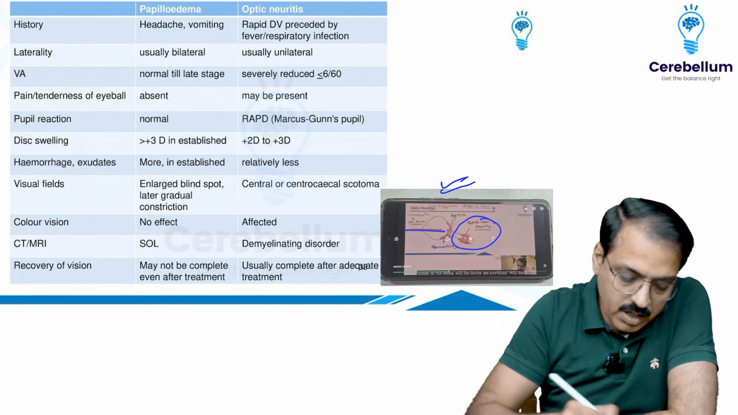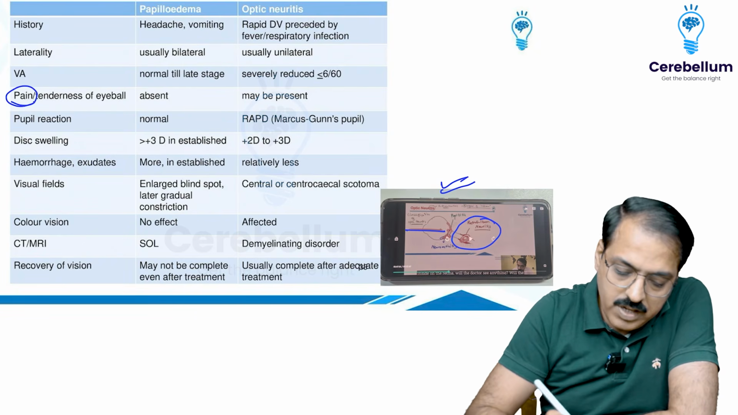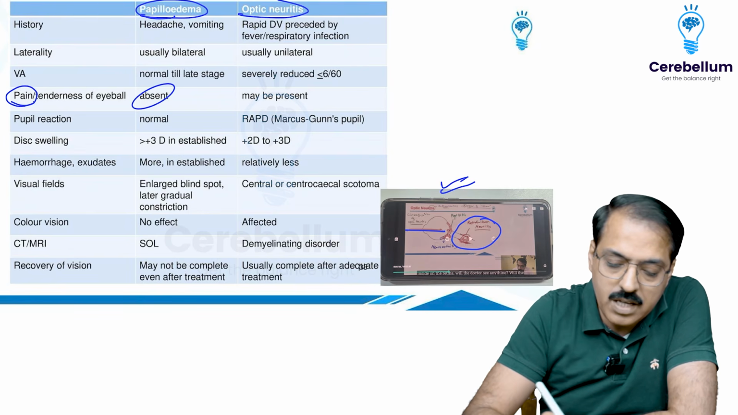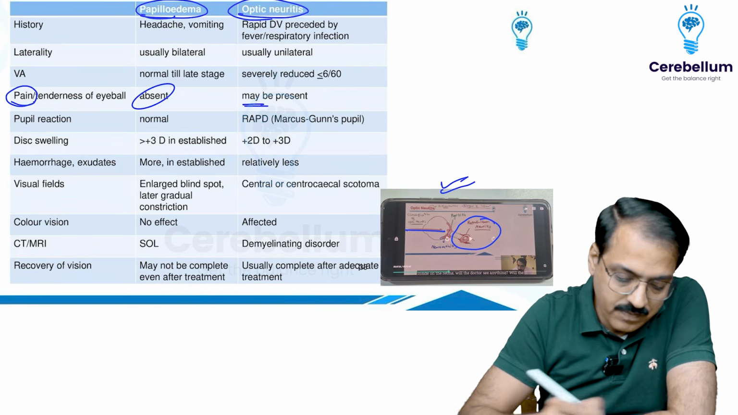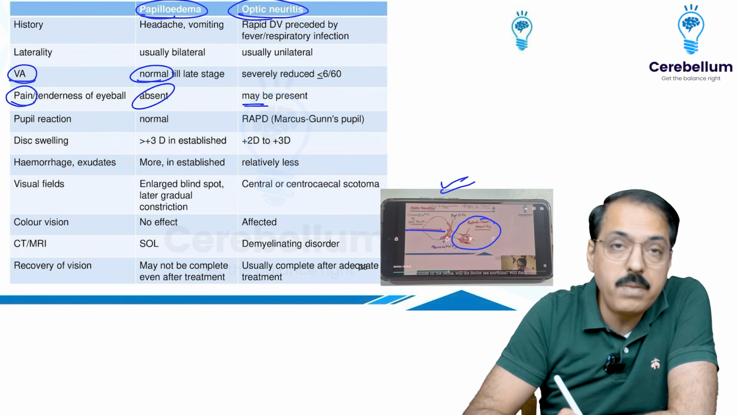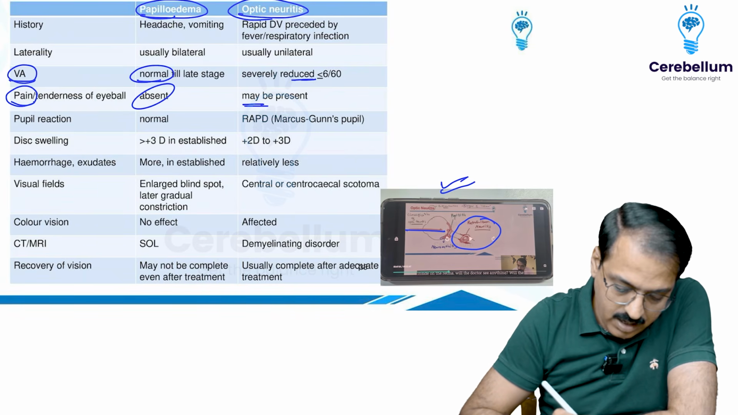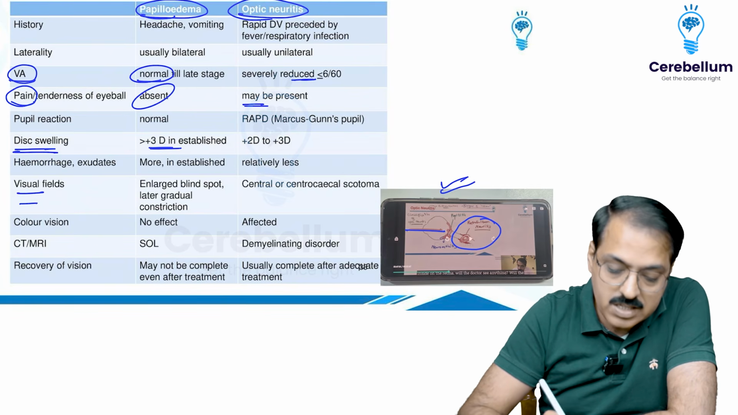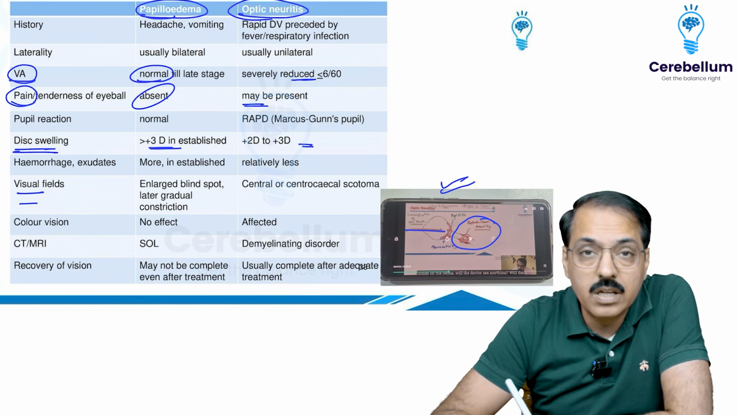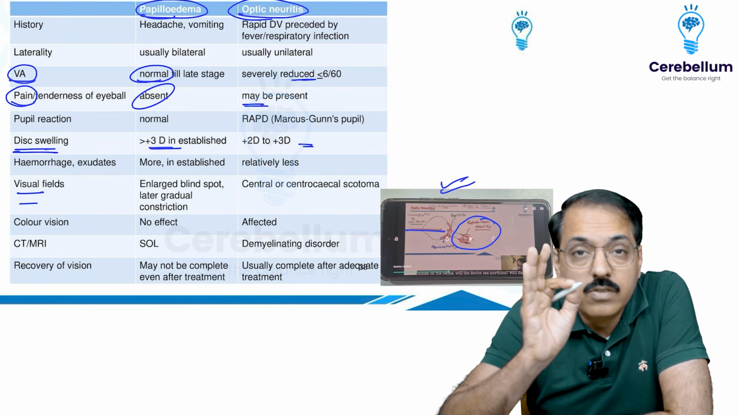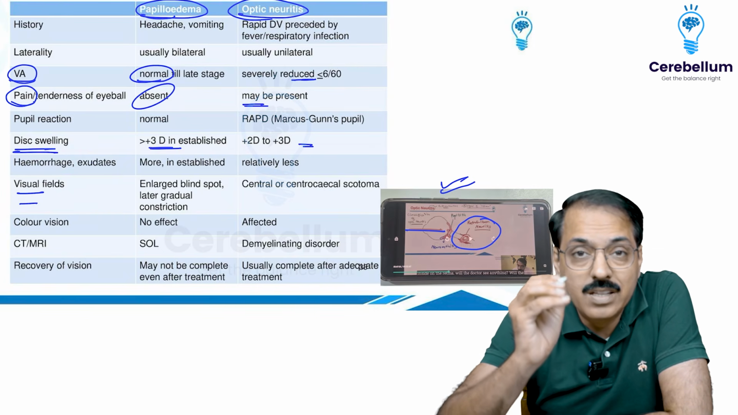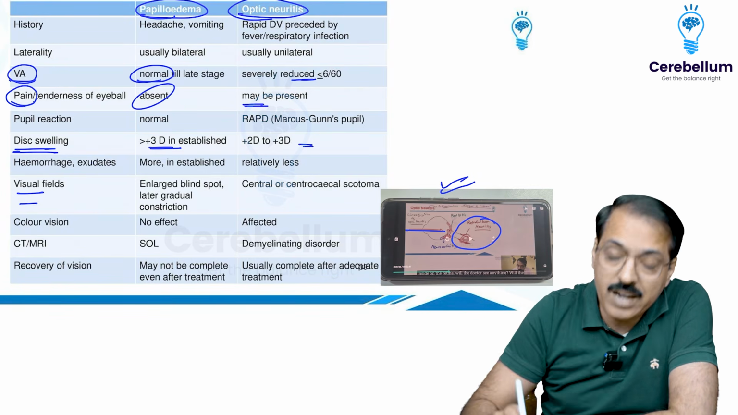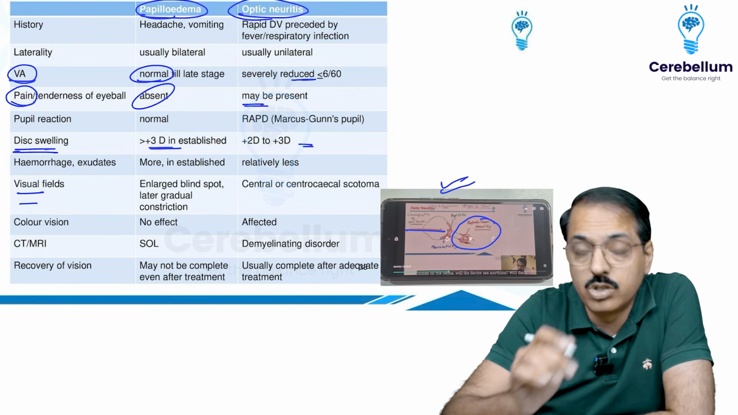appear to be normal. See, the pain is a feature which is not present in papilledema. It is there in optic neuritis, pain on ocular movements. Vision is going to be normal in papilledema. Vision is affected in neuritis, and the visual field. Mild disc swelling is there in papillitis. In retrobulbar neuritis, characteristically, neither the patient sees anything nor the doctor sees anything.